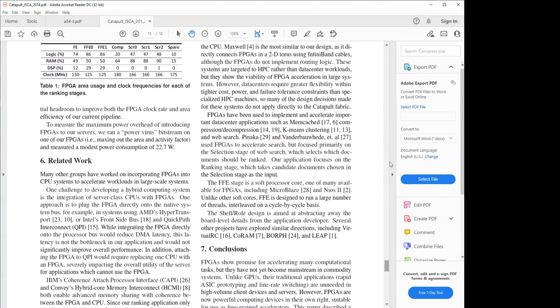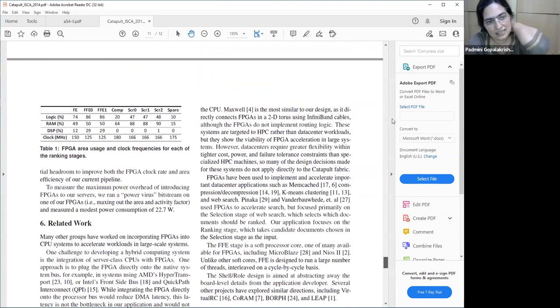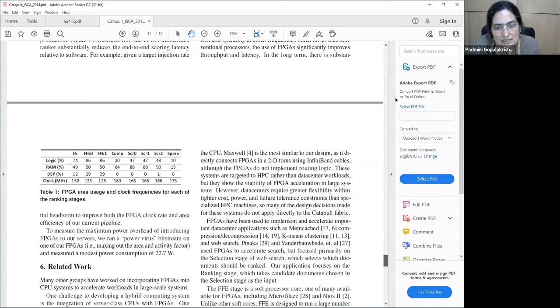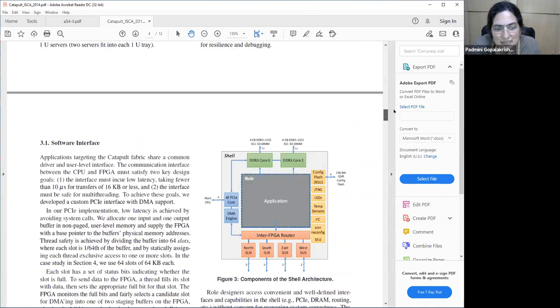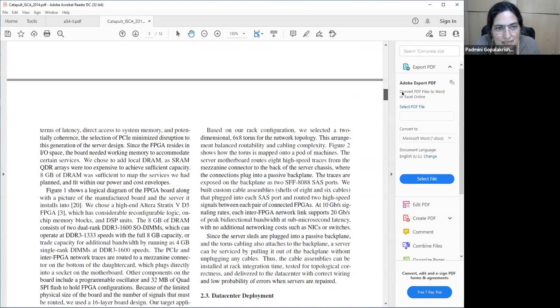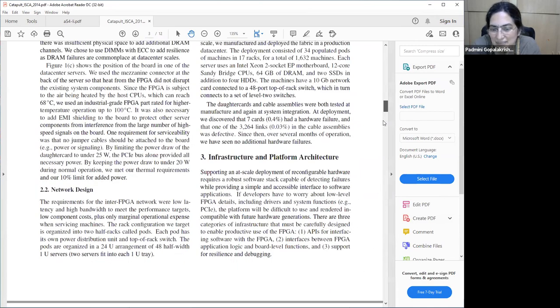So now let us go back and look at some of the other hardware considerations that they looked at, right? So we talked about this broad design, right?